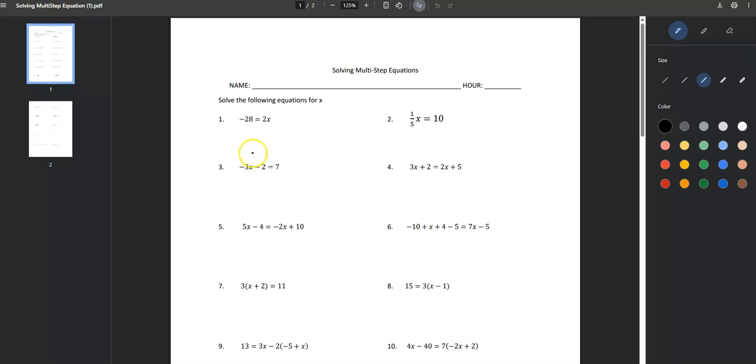Okay, guys, here's our second concept. Our whole goal, our learning target, is to solve multi-step equations. So, again, this is our learning target, to make sure that we can solve these multi-step equations that we are given here. And we're going to have a little bit of variation.